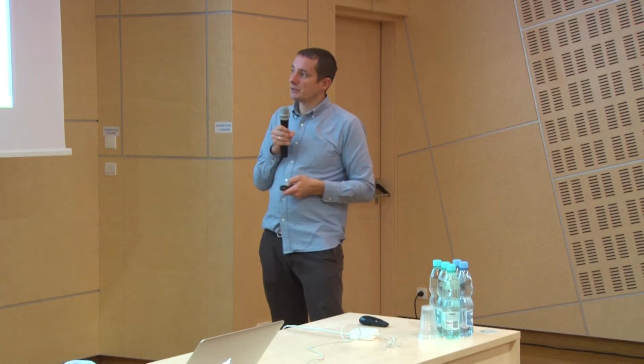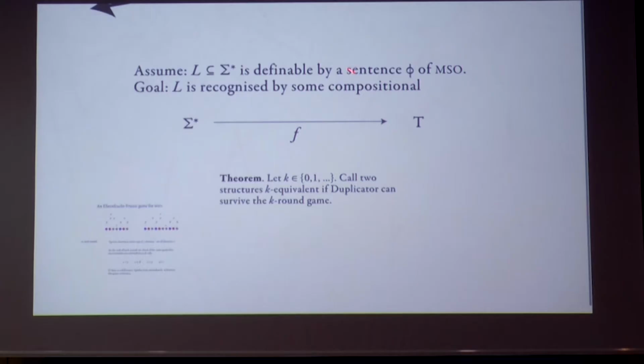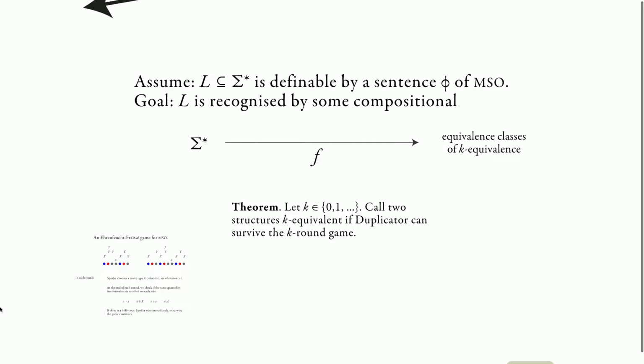I will formulate them in a moment, but before I do, I will say what my compositional function is going to be. I said this already previously. You take a word to the set T, and the set T is going to be the equivalence classes of this relation. So you map each word to its equivalence class. How you represent this is a little bit more technical. I don't go into that.